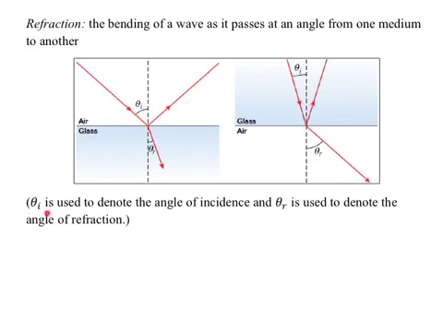Now theta I is used to denote what's called the angle of incidence. And theta I is measured from the normal always. So you're going to always see a dash normal here. And this is going to be your angle theta incident. So this might be like, say, 45 degrees here.